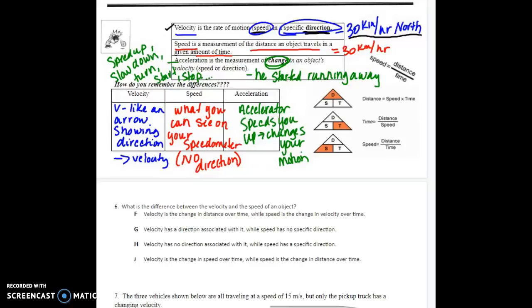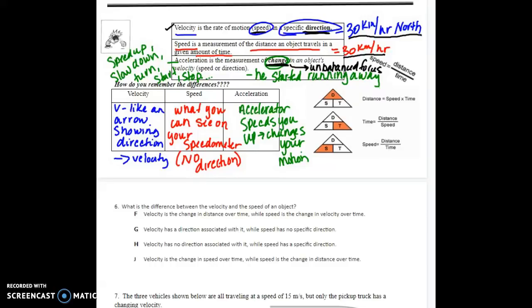Speed, however, is the measure of distance in an amount of time, and it has no direction, so it is just 30 kilometers per hour. Obviously, no direction is needed for it to be a speed. Acceleration, however, is a change. The key word here is change, and we also told you guys to always think when you hear the word change, think what causes change? Unbalanced forces. Unbalanced forces are the only thing that can change an object's motion. So when an object is accelerating, it is experiencing unbalanced forces because it is changing.